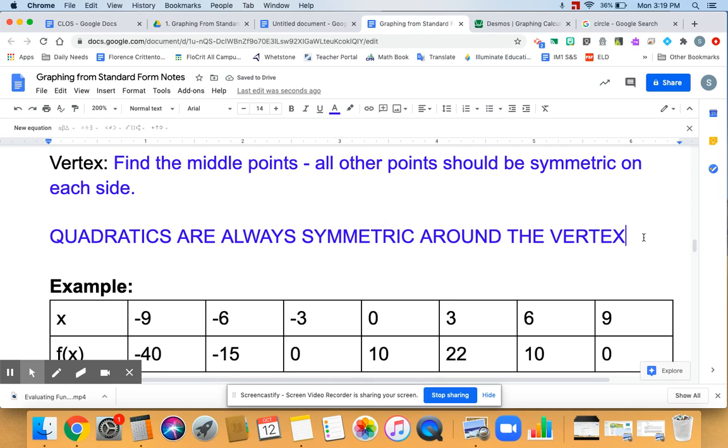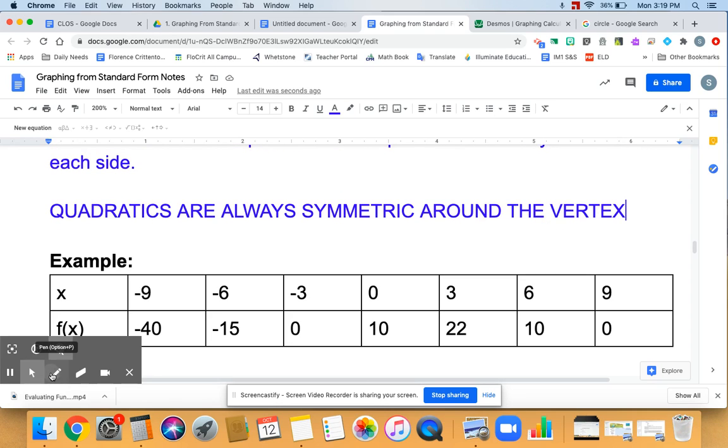Meaning the vertex is in the middle, and then on each side, it's going to do the exact same thing. So in this case, we already talked about how this one, here's the vertex, because right before it's the 10, right after it's the 10, and it's going to keep the pattern on each side as you keep going.